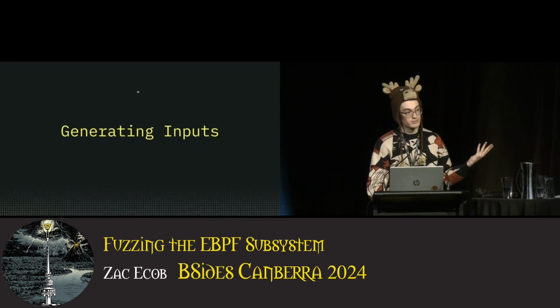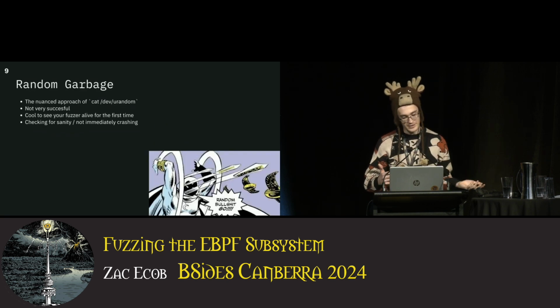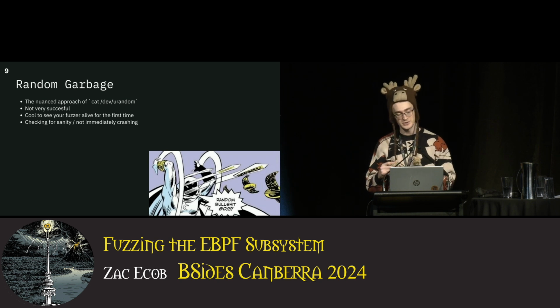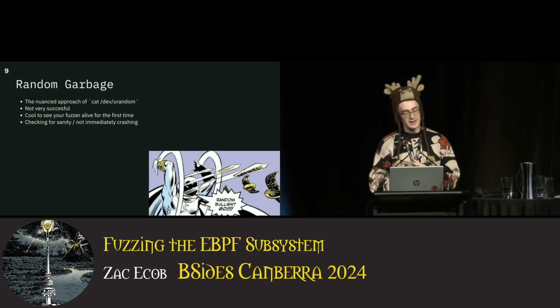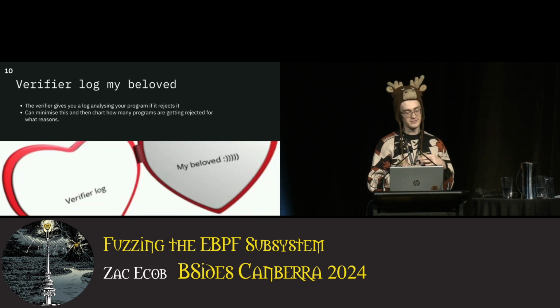Cool. Now that I've explained the format, how do we generate them? At the start, I take the very nuanced approach of doing cat /dev/urandom. It's never been done before. So unsurprisingly, or maybe surprisingly to some, this wasn't very successful. You mainly do that to see, cool, your fuzzer's alive, it's not immediately crashing, and stuff is sane. But the other reason this is actually nice to do for BPF is the verifier log.